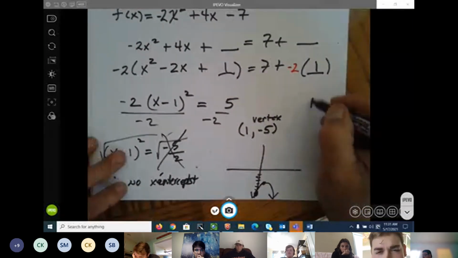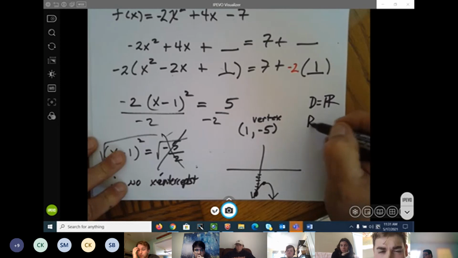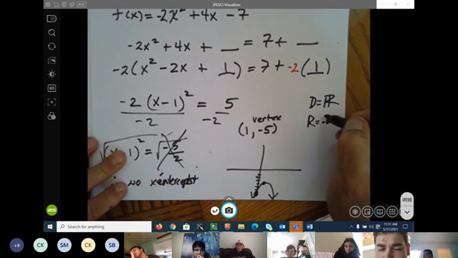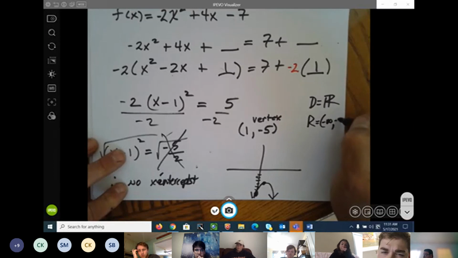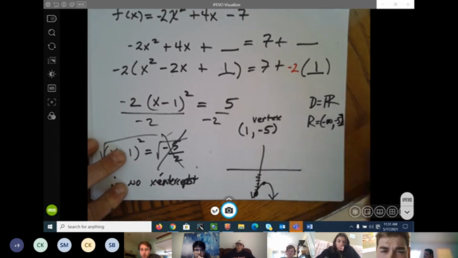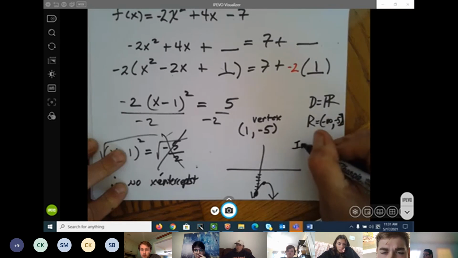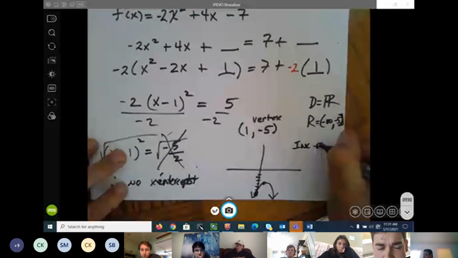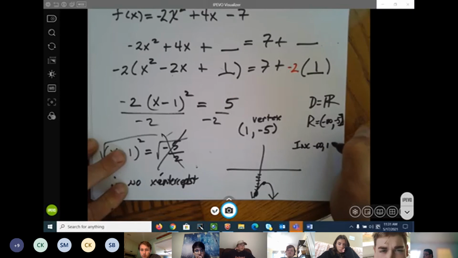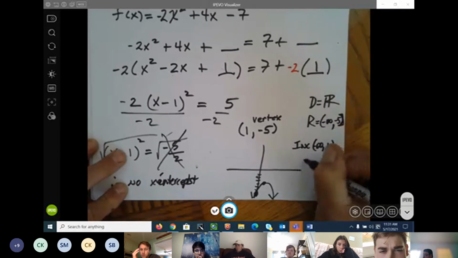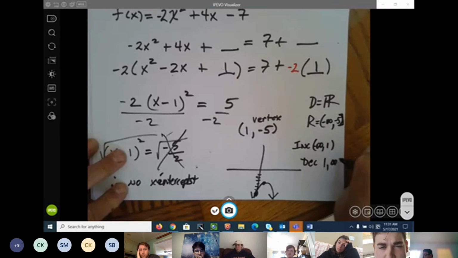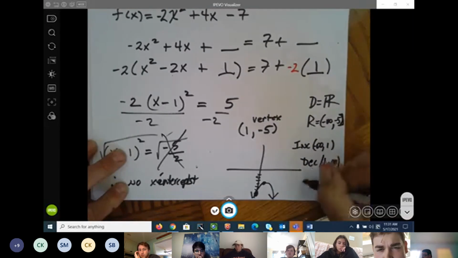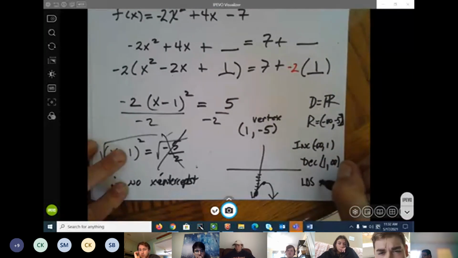Domain is all real numbers. Range is from negative infinity to negative 5. Increasing from negative infinity to positive 1. Decreasing from 1 to infinity. Line of symmetry, x is equal to 1.